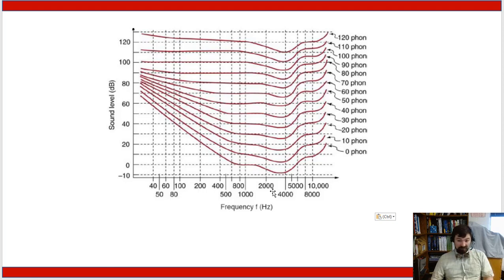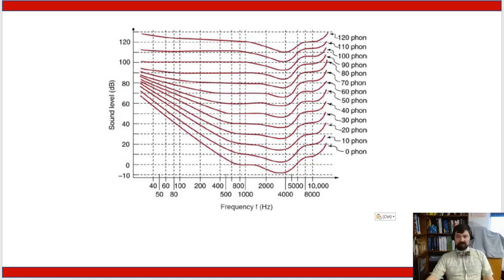Other thing to notice is they all start at about the same place, and they all stop at about the same place. This is not accidental to this scale. This scale actually starts at around 20 hertz and stops at around 20 kilohertz, or 20,000 hertz. The reason for that is that normal human hearing runs from about 20 hertz to 20,000 hertz.